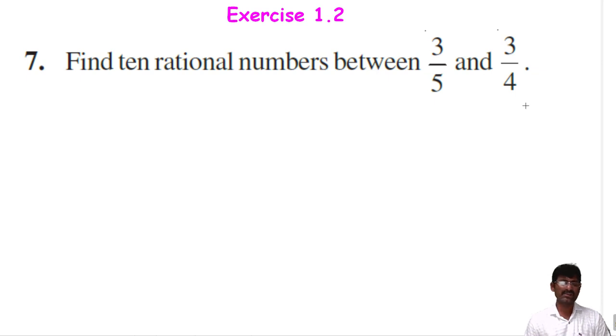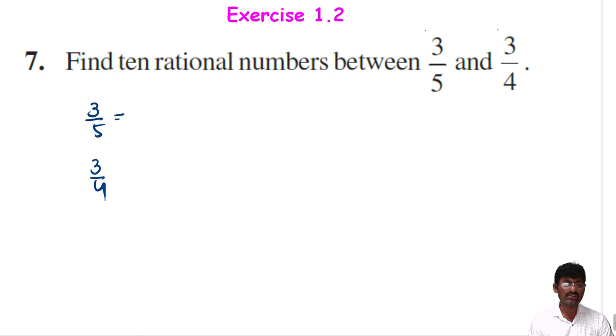Now let us go to the next problem, that is, find 10 rational numbers between 3 by 5 and 3 by 4. To do this problem, what we need to do is equalize the denominators. So what are the numbers we have? 3 by 5 and 3 by 4. Here the denominators are 5 and 4. First we need to equalize the denominators. So what is the LCM of 5 and 4? That is 20.